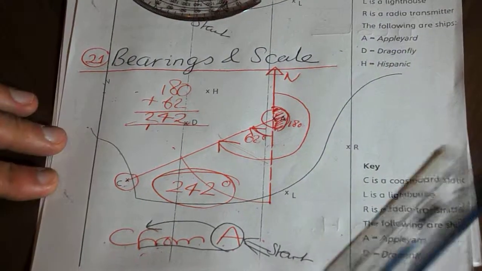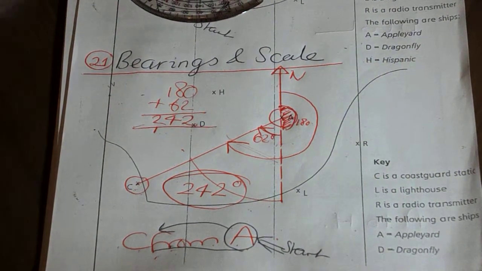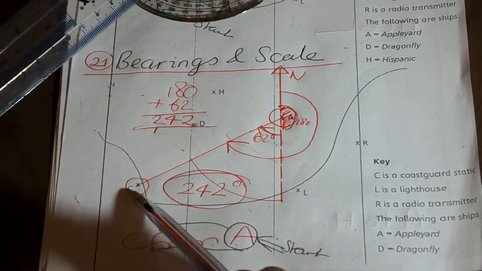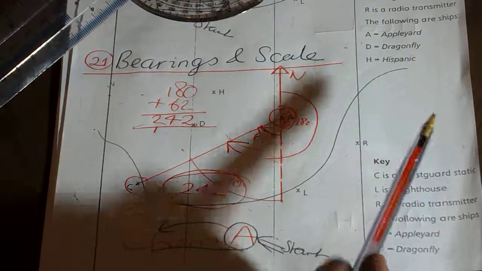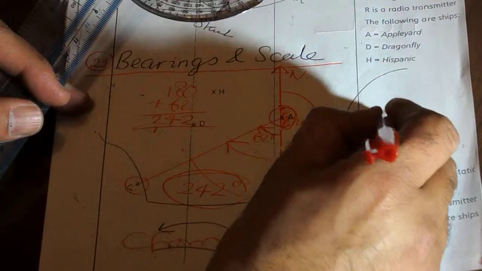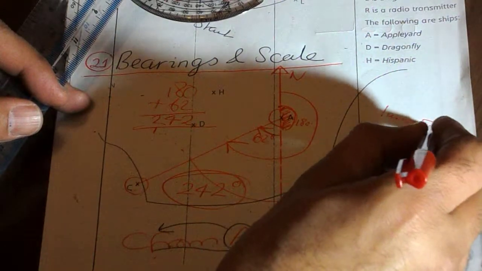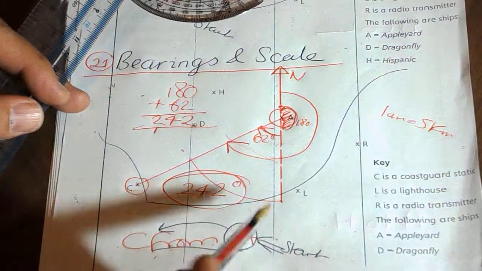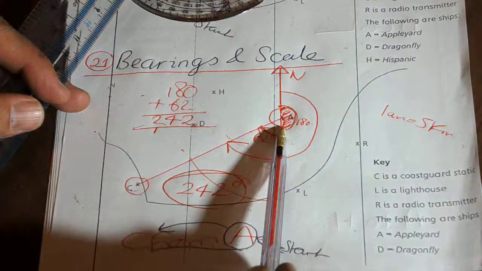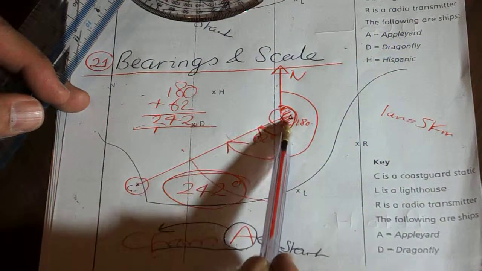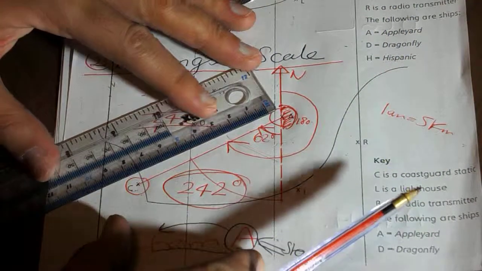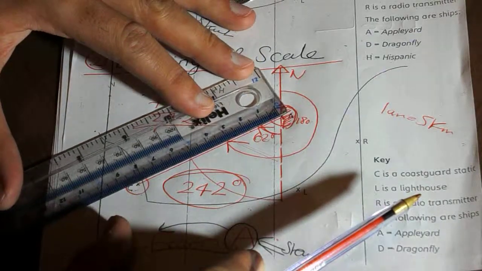Okay, lovely. Now what we need to do, we need to measure the distance between A and C to work out the distance in real life. The scale, as given earlier, is 1 centimeter is equal to 5 kilometers. So the second part of the question is, what is the distance in real life between these two stations, A and C? So let's measure it first of all in centimeters.